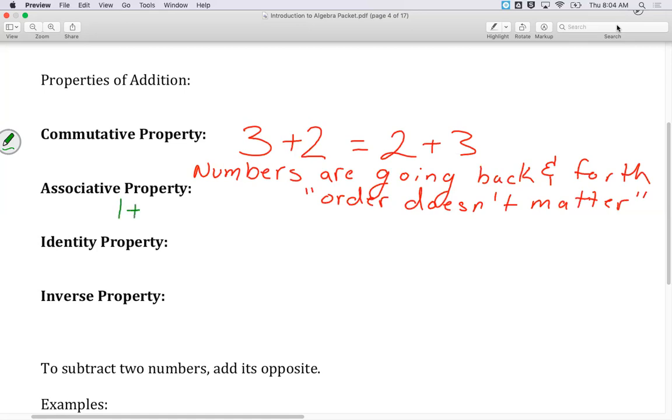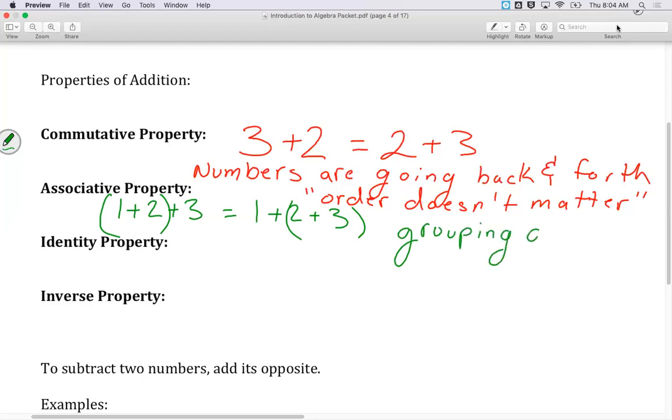So if we have 1 plus 2 plus 3, okay, and I'm just going to write it again, 1 plus 2 plus 3. We both know this is 6, but the associative property says if I do 1 plus 2 first, it doesn't matter if I were to do 2 plus 3 on the other side. I still get the same thing. So this would be grouping doesn't matter. So the first one was order doesn't matter, and this one is grouping doesn't matter. Okay?